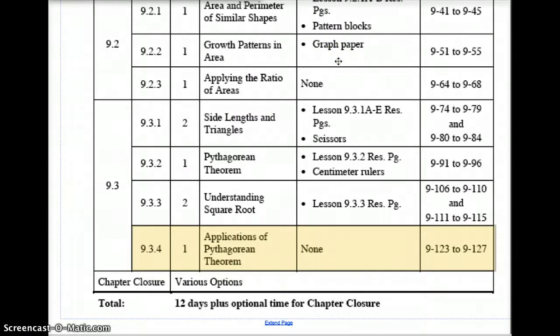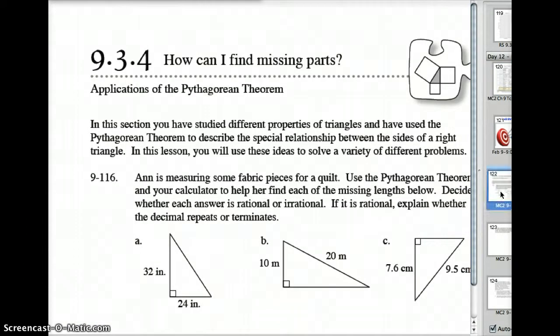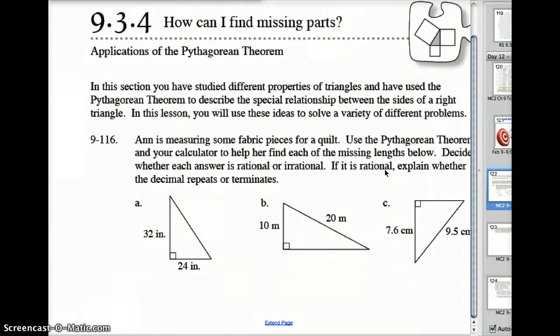All right, welcome to lesson 9.3.4, applications of the Pythagorean theorem. Today we're just going to be using the Pythagorean theorem as we've been learning in the last few lessons to solve some problems. So let's get started right away. First one, which is question 116.